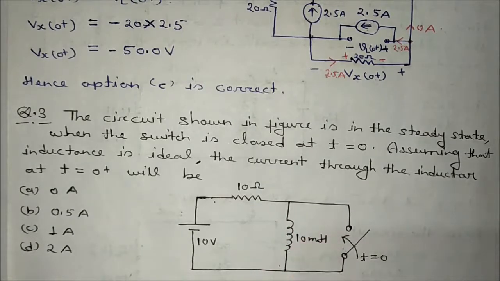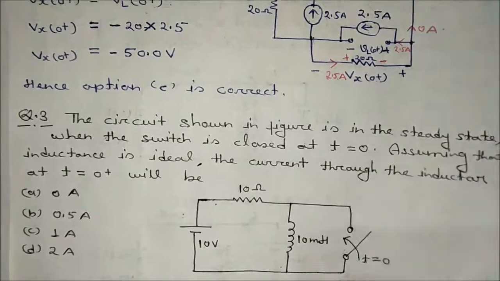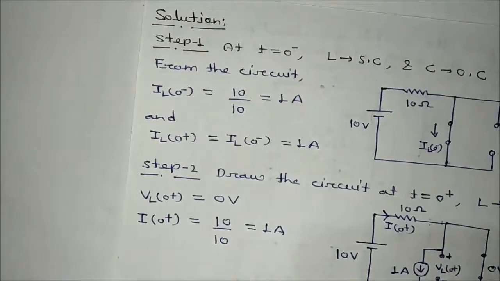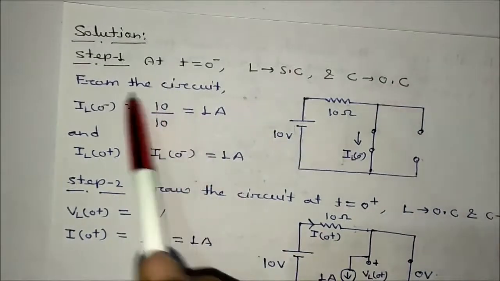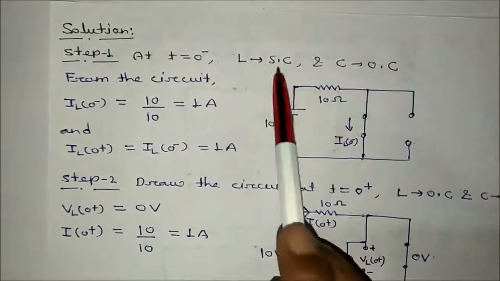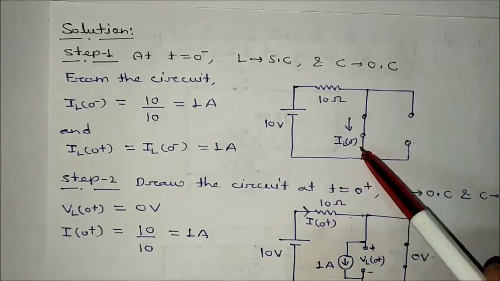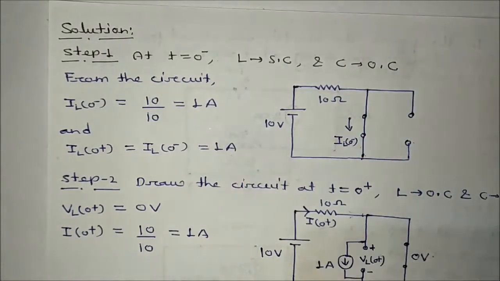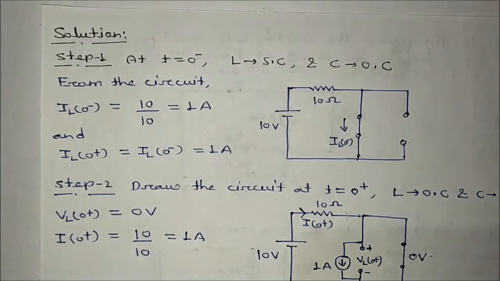So IL(0 minus) will be how much? 10 divided by 10, that is equal to 1 ampere. And IL(0 minus) will be the same as IL(0 plus), that is equal to 1 ampere. Is it okay? You can see here: at t equal to 0 minus, L will be shorted, C is open circuited, IL(0 minus) will be 1 ampere. And we know that IL(0 plus) will be the same, 1 ampere.